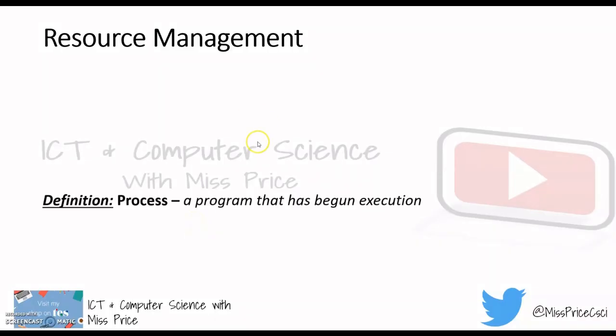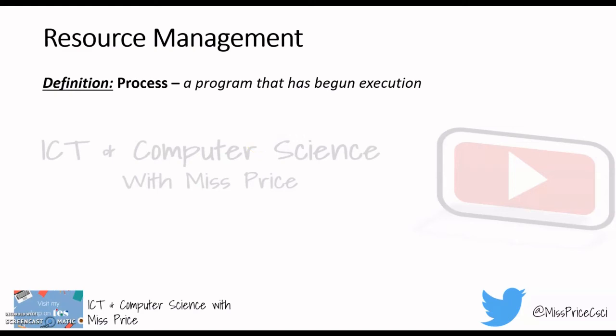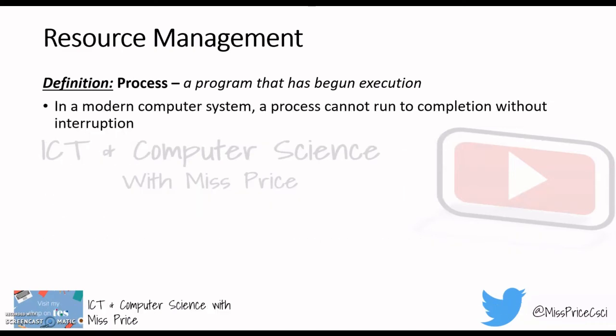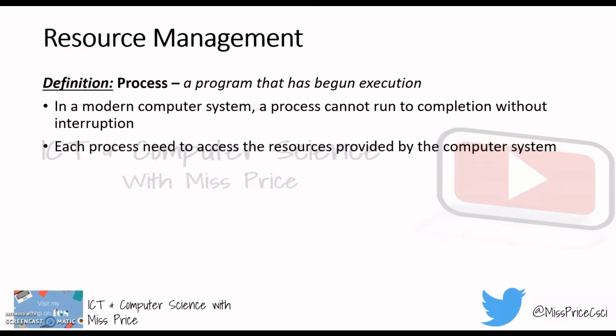So resource management. This is the definition: a process is a program that has begun execution. In modern computer systems, a process cannot run to completion without interruption, because the interruption will take place if one resource needs to go before the other. It's like a flagging system. Each process, a program that's begun execution, needs to access the resources provided by the computer system.